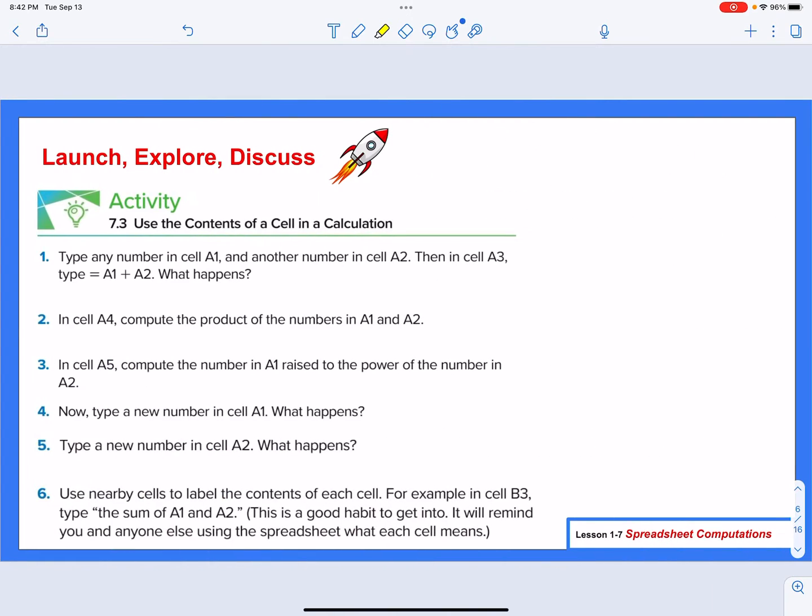Let's look at the next activity. 7.3, use the contents of a cell in a calculation.